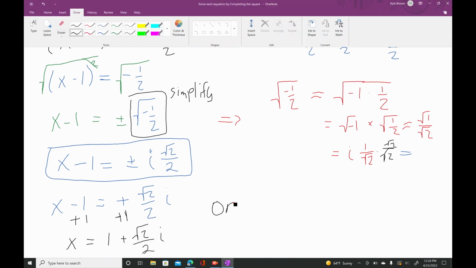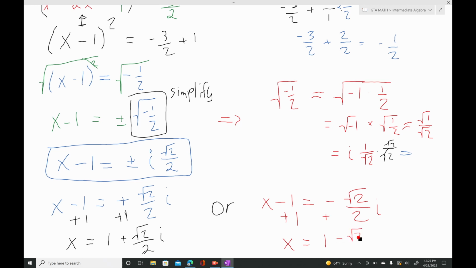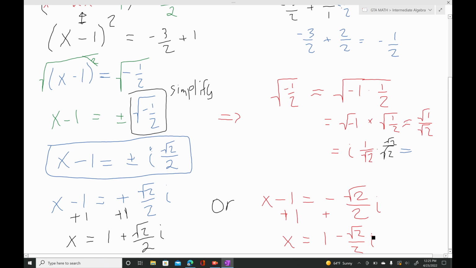We're gonna do this other one in a different color. We're gonna do red. Now we have x minus 1 equals negative root 2 over 2 i. We're gonna add 1, and now we're gonna end up with x equals 1 minus root 2 over 2 i. So really the answer is this. I'm gonna just circle it in the center.